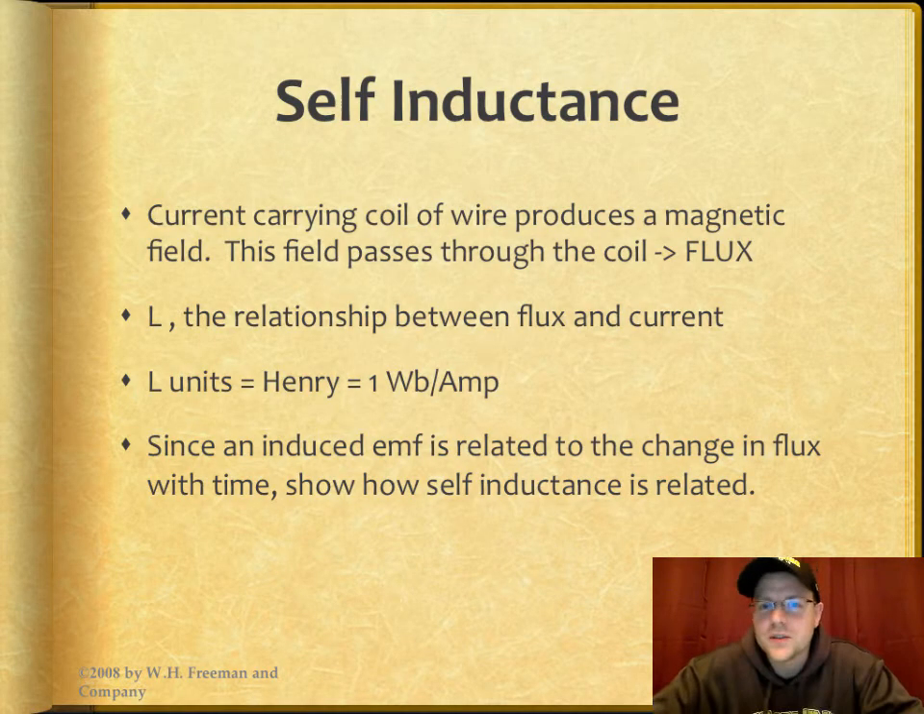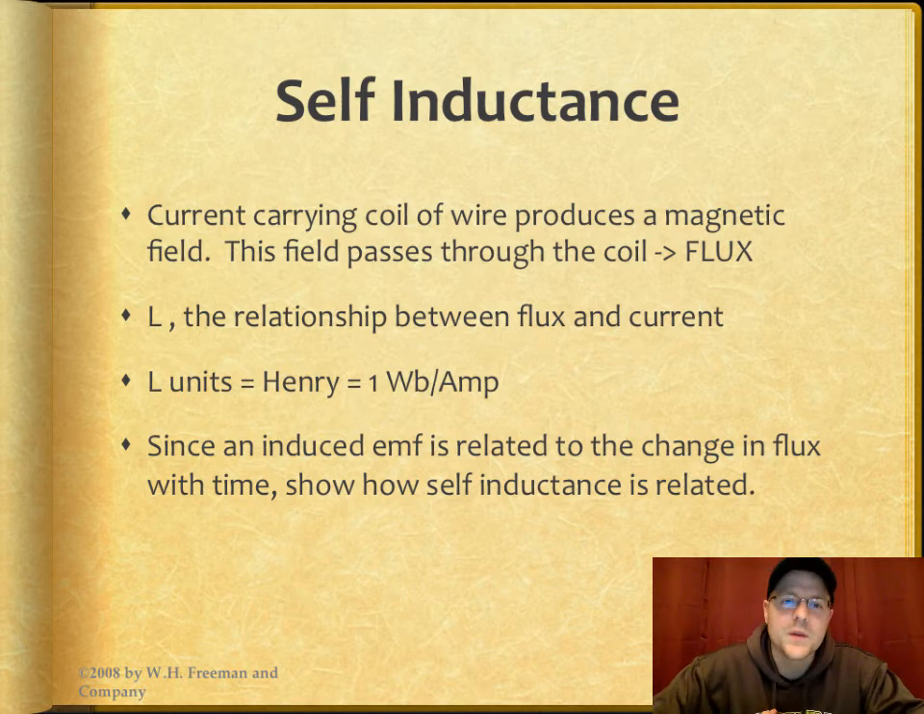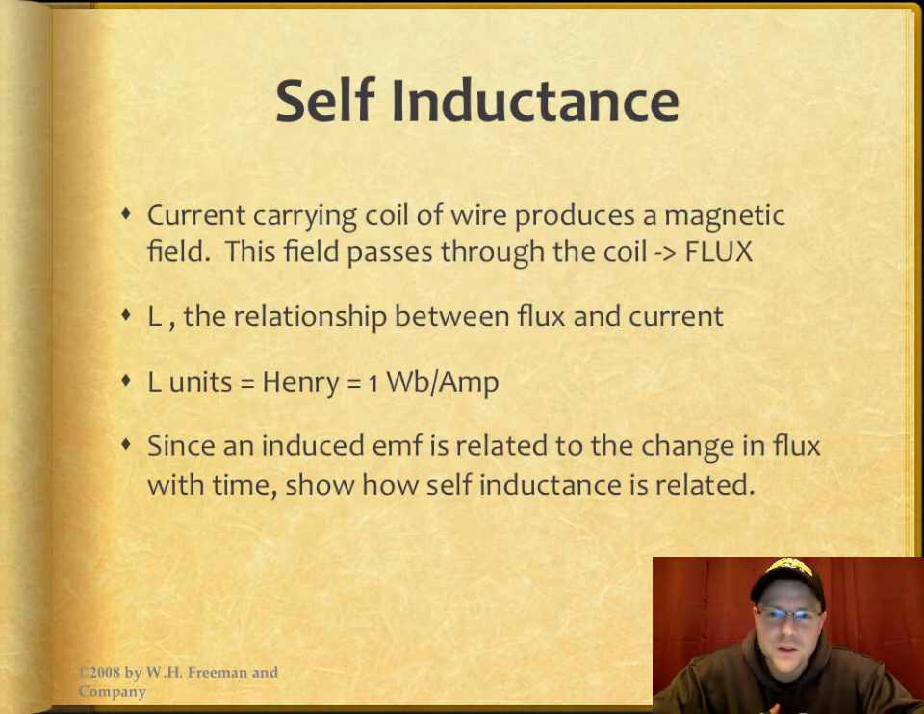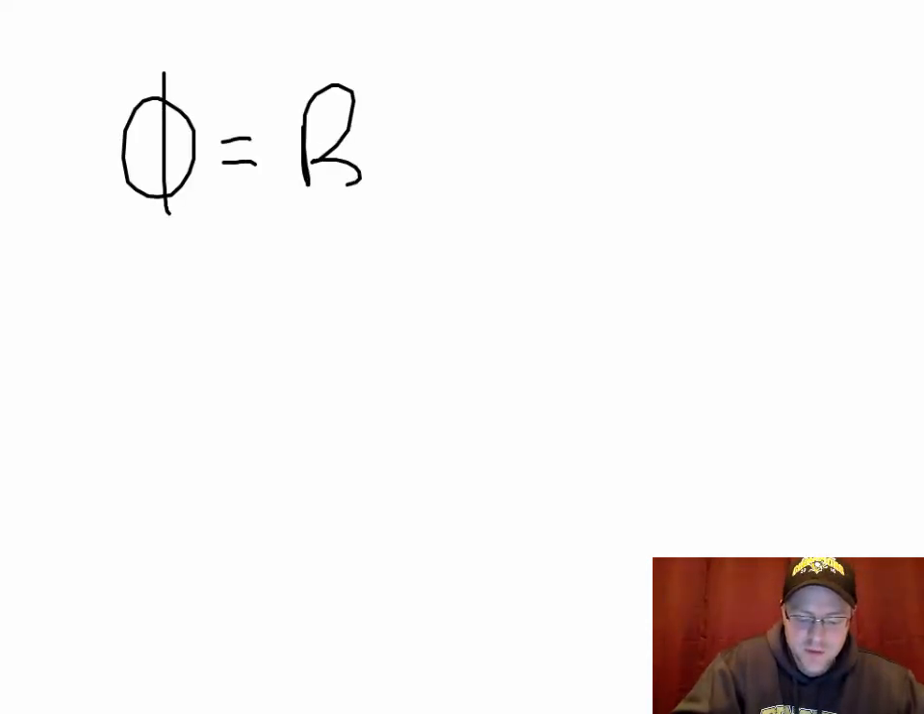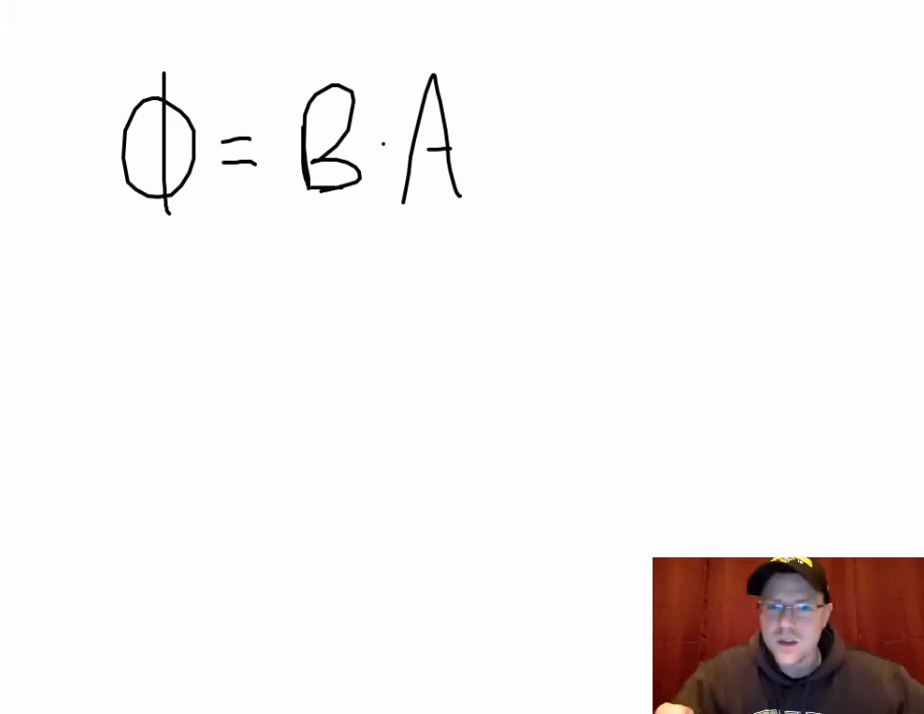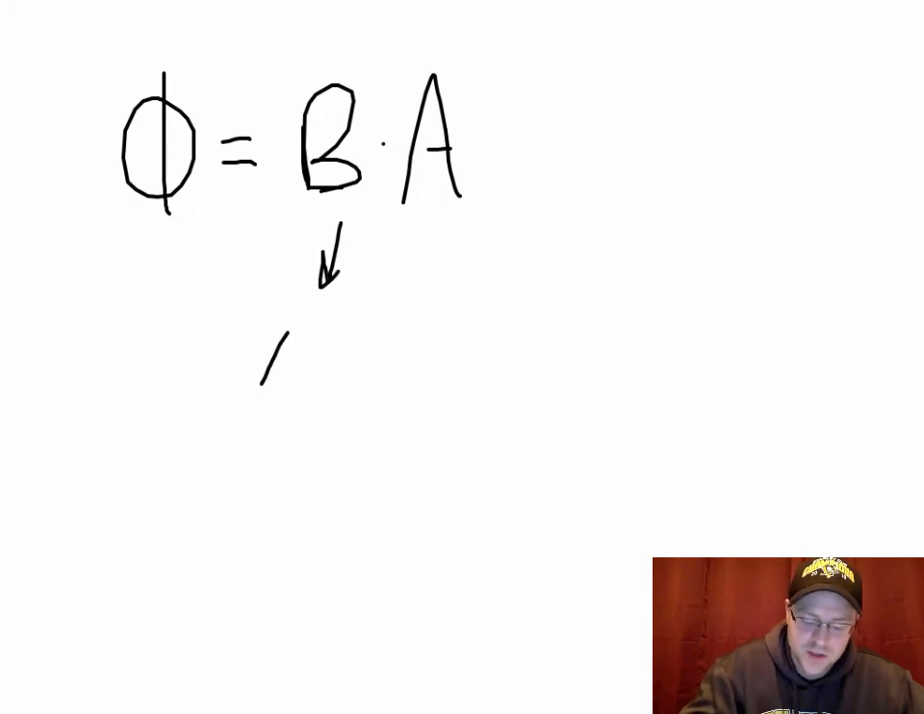Which leads us to our last topic for this video, which we call self-inductance. What this means is that a current-carrying coil produces a magnetic field. This magnetic field passes through the coil and creates flux. So when we talk about flux, remember magnetic flux is magnetic field and area. If our area stays the same for a solenoid, then to change magnetic flux, I've got to change the magnetic field strength. And we're talking about a solenoid here, so magnetic field is just mu0 n I.